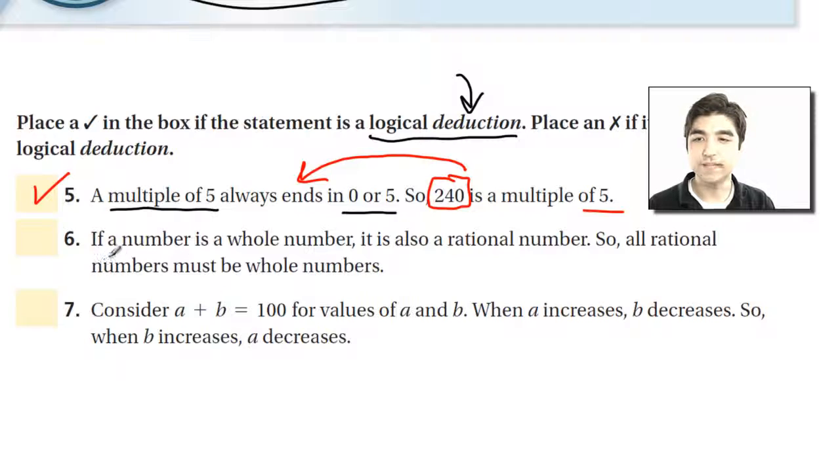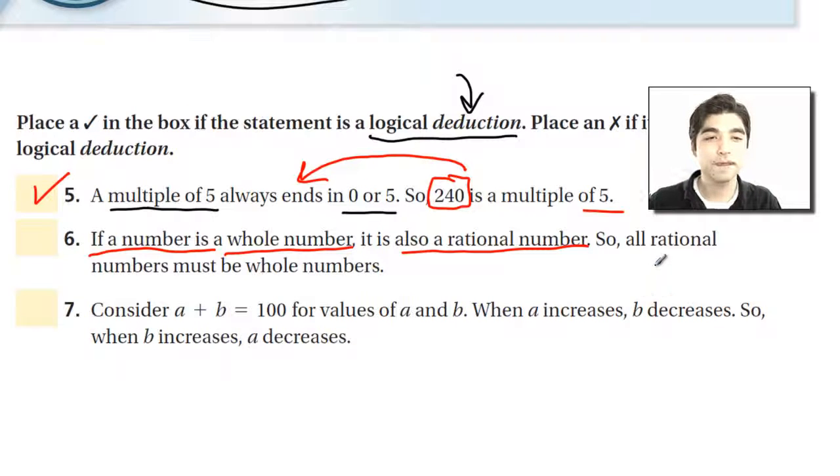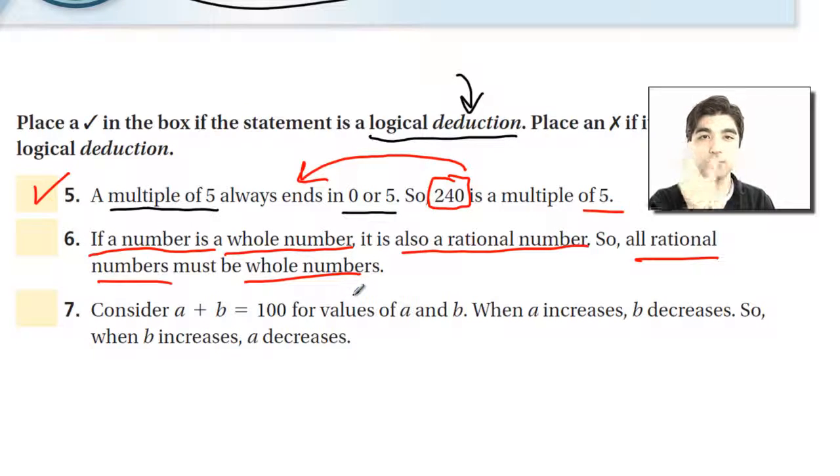Then here's the next statement. If a number is a whole number, then it's also a rational number. So all rational numbers must be whole numbers. Now we can't deduce this because they flipped it backwards. So a whole number is a rational number, and they're wondering, can you assume that rational numbers are whole numbers? No, we can't deduce that. And that's not true because some rational numbers like 1/2 are not whole numbers.